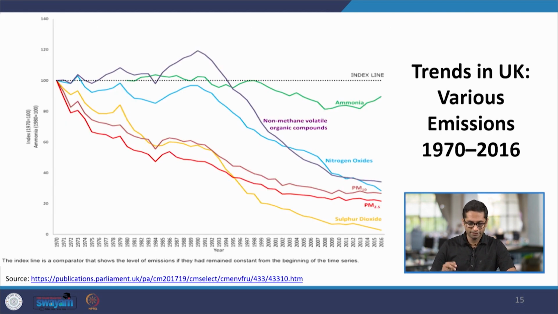If we see the trends in the different countries, let me show you the trend of how the sulfur dioxide has been decreasing in the country of UK. We can see there was a significant decrease. The reduction was almost 90% as compared to 1970 levels. So there has been a huge reduction in the sulfur dioxide levels.